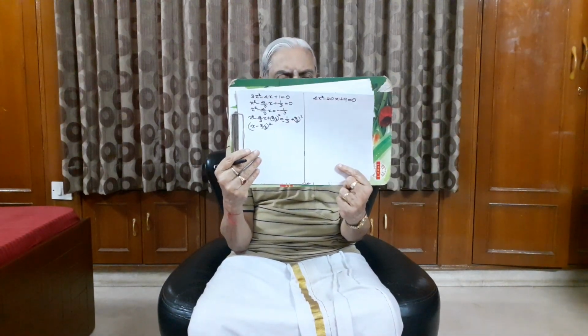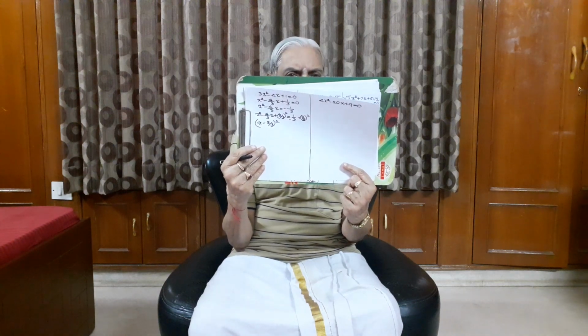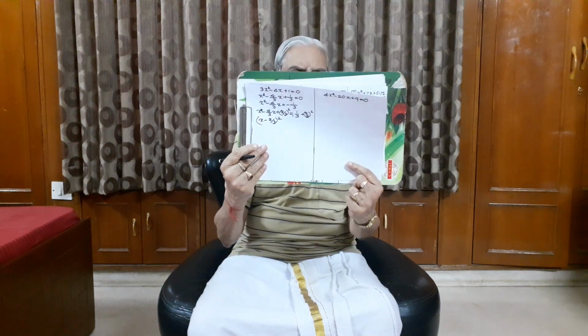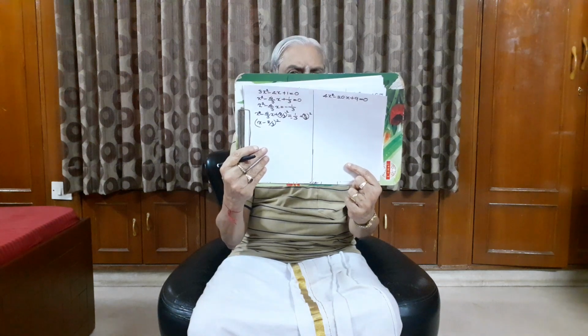Take out the square root. So x minus 2 by 3 the whole square. Why have I put minus? Because the central term is minus. It is of the form a squared minus 2ab plus b squared. That means a minus b the whole square. Therefore, I have just put minus.